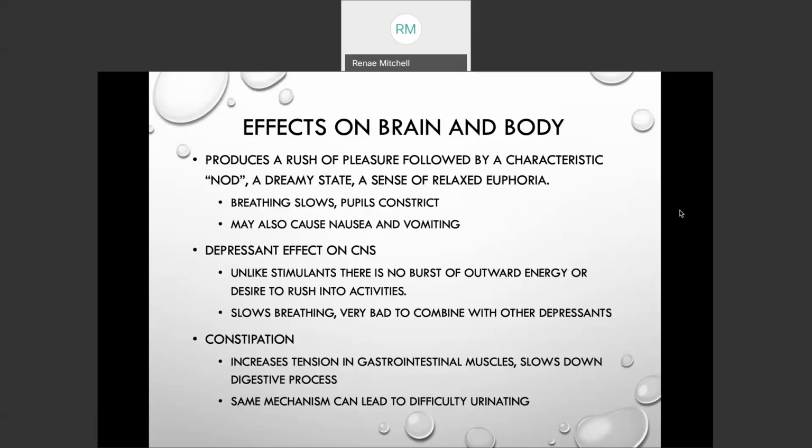Because everything is slowing down from the depressant effect on the body, there is also a slowdown in the digestive process, and that can lead to constipation. It's a pretty common side effect of opiates to experience constipation. There's also an increase of tension in the GI muscles, and this same process can lead to difficulty urinating. So it really affects the ability to eliminate both urine and feces from the body. Those are some of the short-term effects.